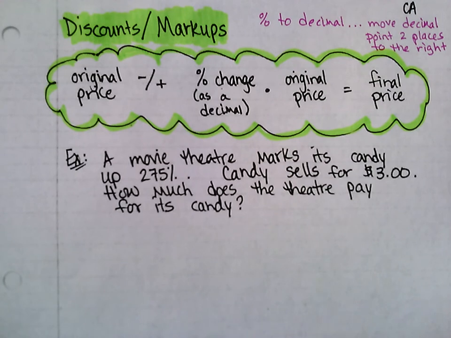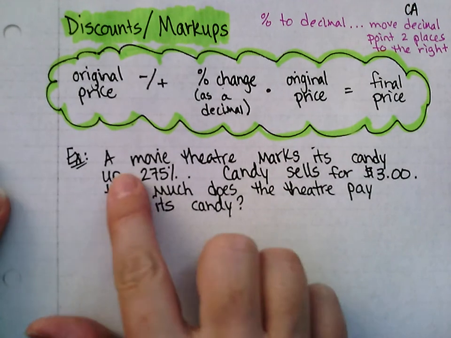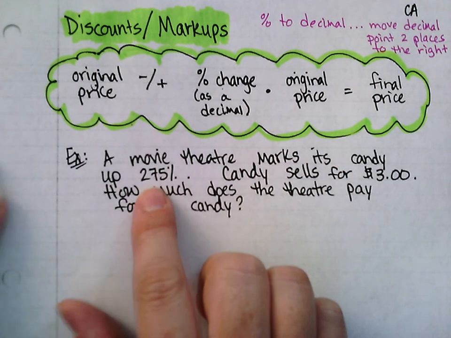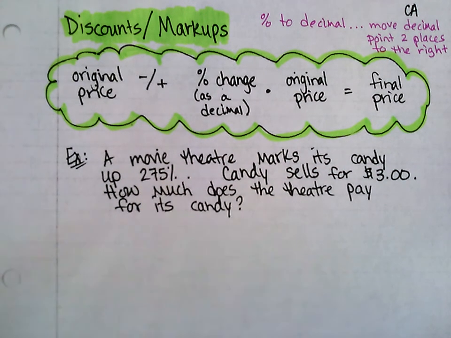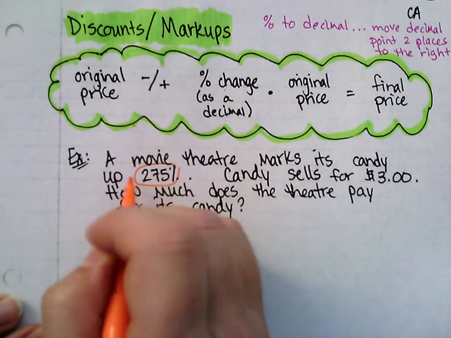So we've got a movie theater that marks its candy up 275%. Candy sells for $3. How much does the theater pay for its candy? So let's see what we know. Do we know the original price of the candy? Do we know the percent change? Do we know the final price? It says a movie theater marks its candy up 275%. So that's going to be our percent change.